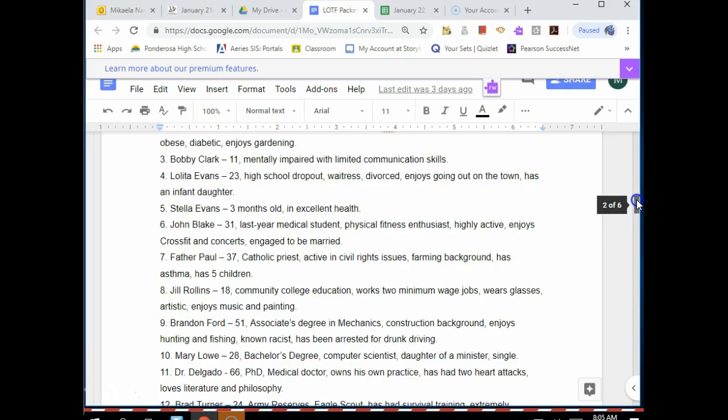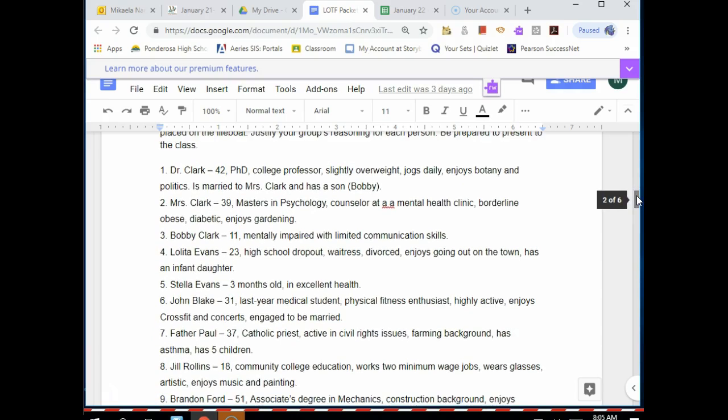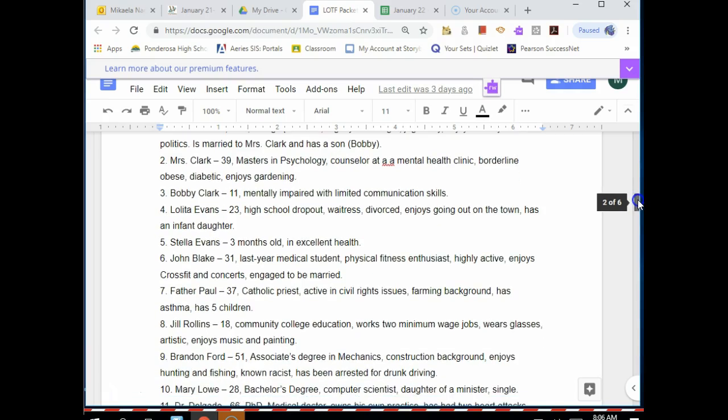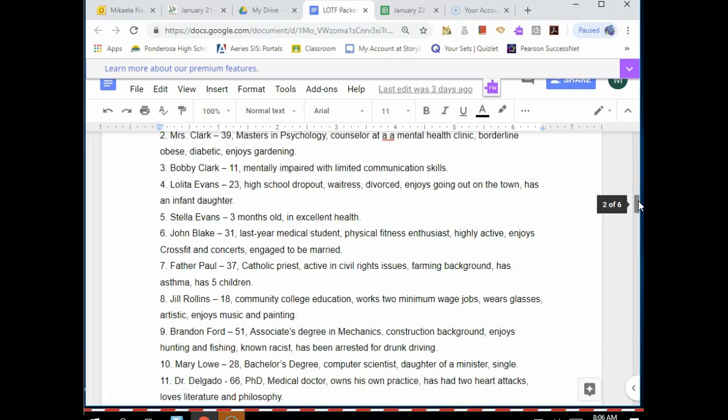Okay. So we have Dr. Clark. He's 42. He has a PhD, college professor, slightly overweight. Jogs daily, enjoys botany. What's botany? Study of plants. Study of plants, okay. And politics, is married to Mrs. Clark and has a son, Bobby. So this is his wife. She's 39. She has a master's in psychology. She's a counselor at a mental health clinic. She's borderline obese, diabetic, and enjoys gardening. Bobby Clark. He's 11. He's mentally impaired with limited communication skills. Then there's Lolita Evans, 23, high school dropout, waitress, divorced, enjoys going out on the town, has an infant daughter who is Stella, a 3-month-old in excellent health.